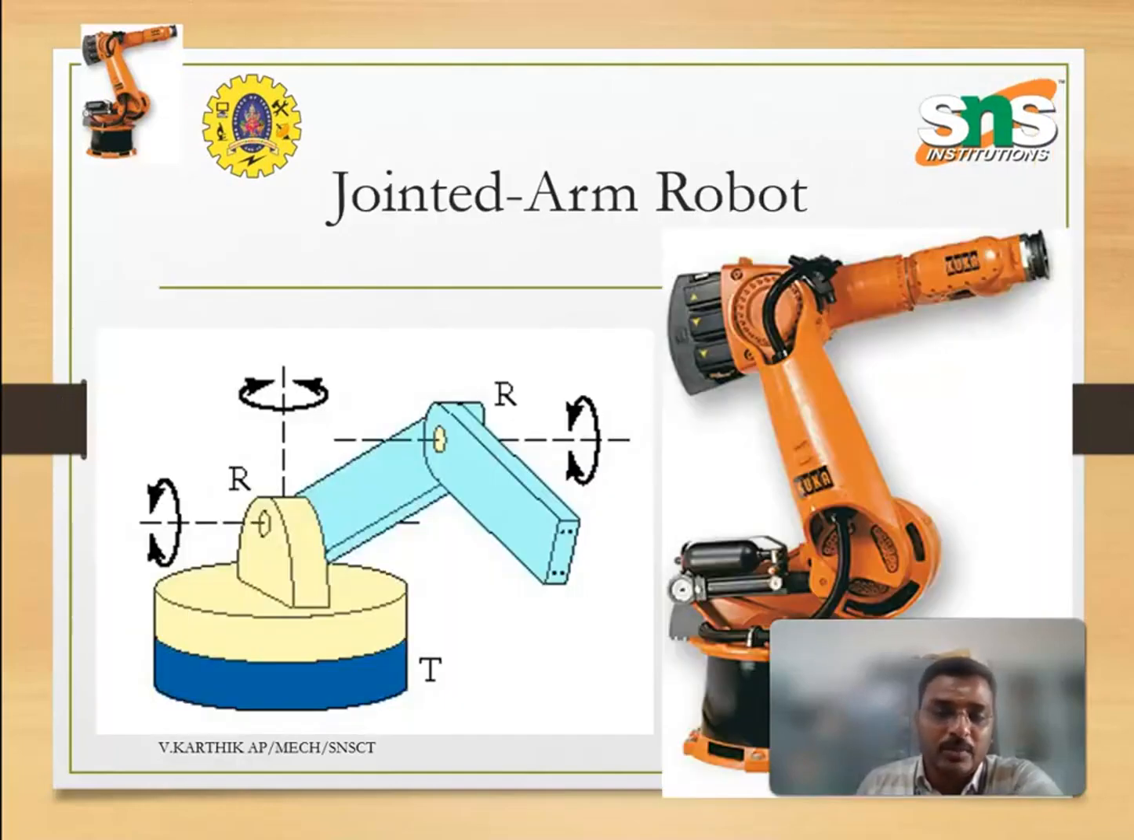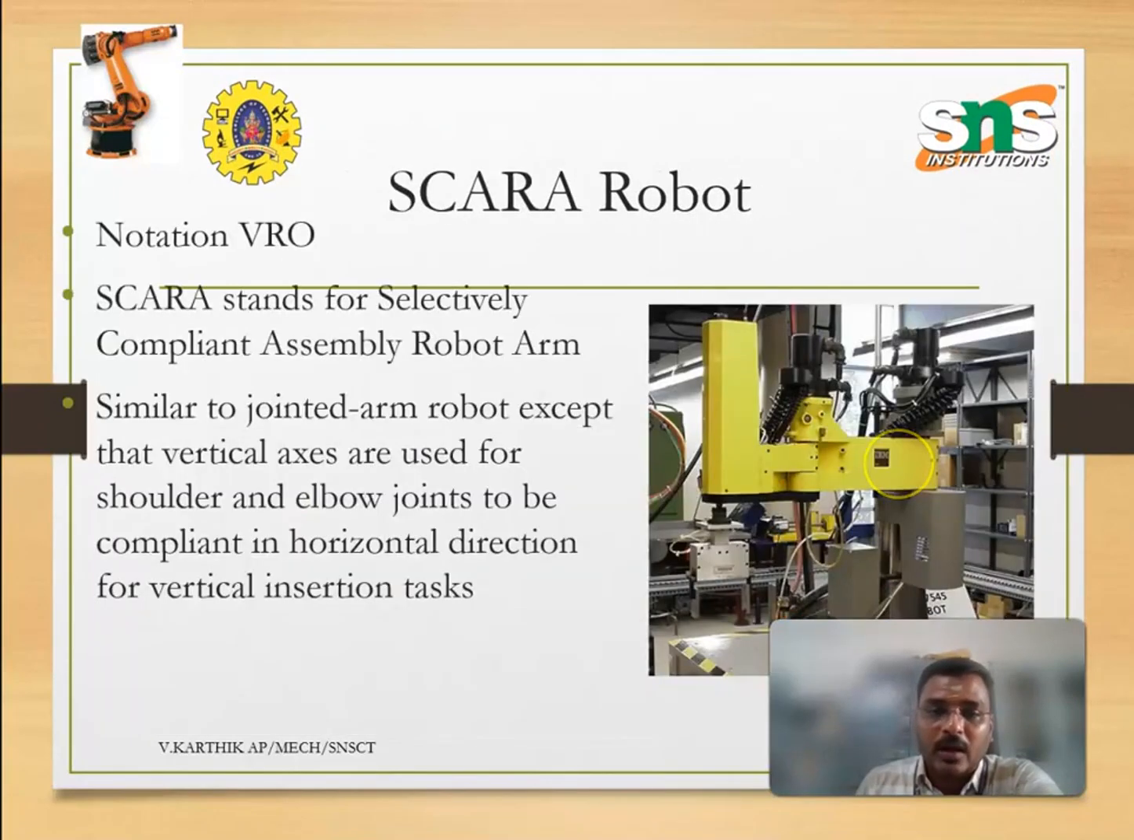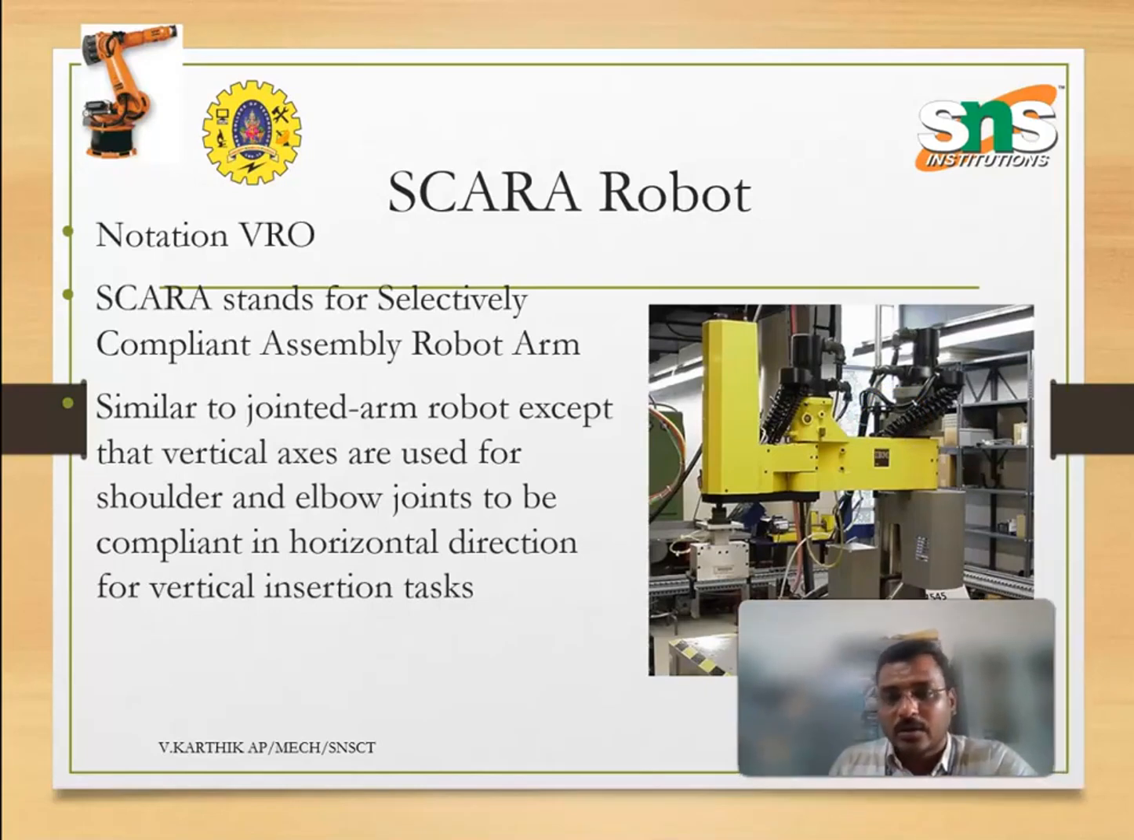We have different types of robot arm assembly: jointed arm assembly, and then the SCARA robot. I think in many assembly areas we use this SCARA robot. It is like a human, it will work in 360-degree rotations. SCARA stands for Selectively Compliant Assembly Robot Arm, similar to a jointed arm robot, except the vertical axes are used for shoulder and elbow joints. This SCARA robot is mainly used in the automotive sector, like in car assembly in different areas. These are the SCARA robot applications.